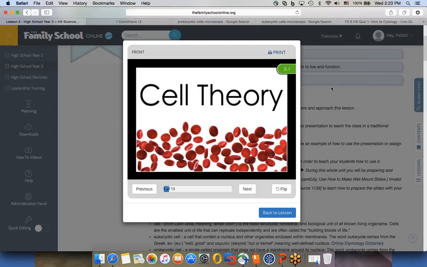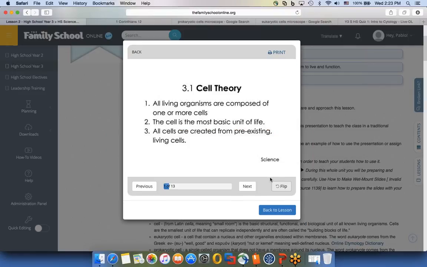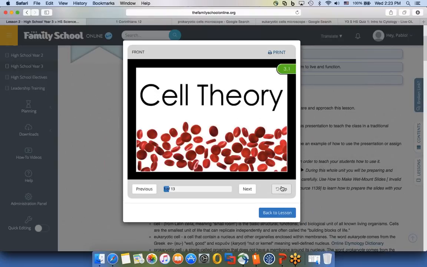Taylor says the theory that all living things are made up of cells. That is absolutely correct. Excellent. Good answers there. So we have that cell theory is made out of three main principles.